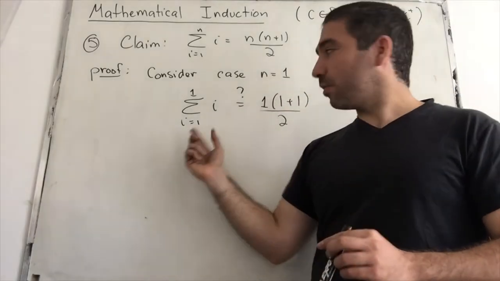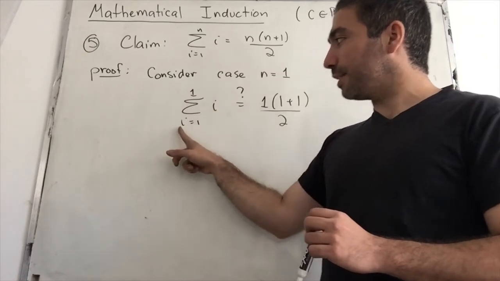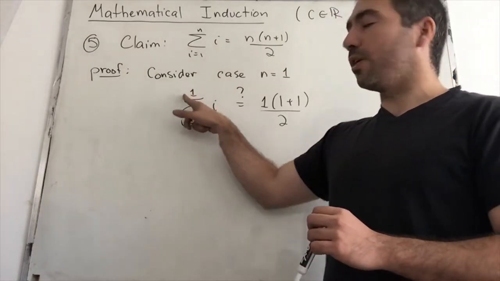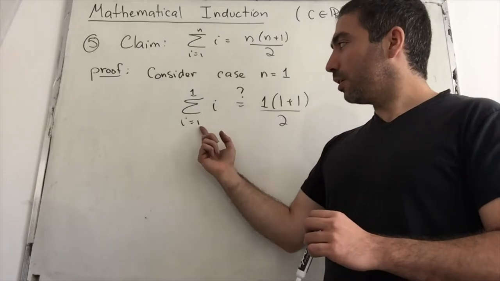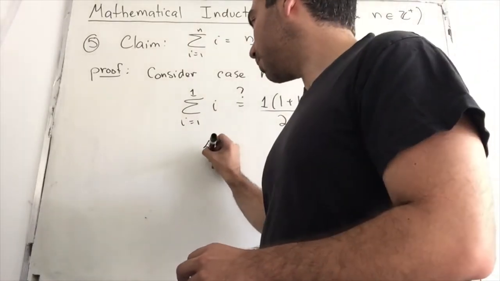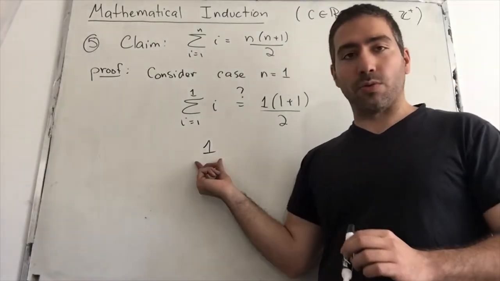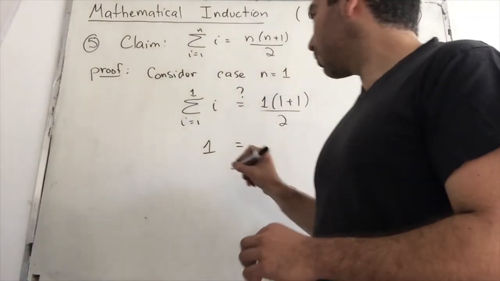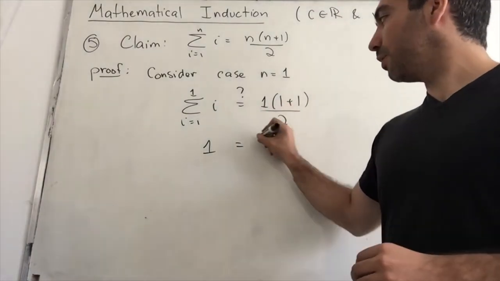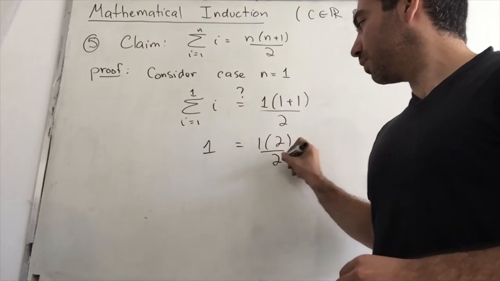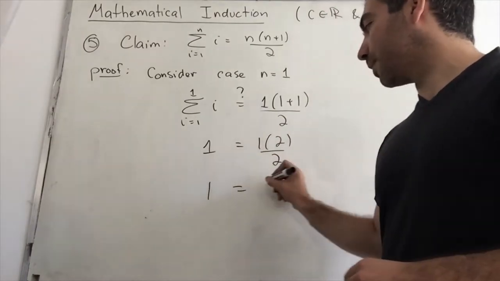Are these guys equal? Well, let's look at the left-hand side of this equation. We're taking the sum from 1 to 1, so we're starting at 1, but we're finishing at 1. So we're replacing i with essentially just 1, just one term, so that's equal to 1. And is that equal to the right-hand side? Well, on the right-hand side, we have 1 times 2 divided by 2, and we get 1 equals 2 divided by 2, which is 1.